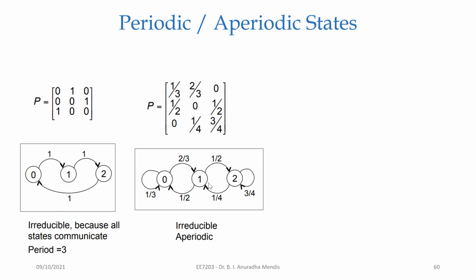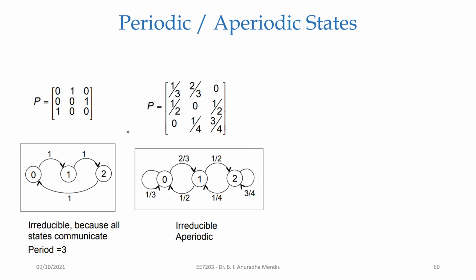1, 2, 3, 4 steps. 1, 2, 3, 4, 5 steps. So there are a lot of combinations. So the D value can be 1, 2, 3, 4, 5, whatever the value. The largest value which divides all of these is 1. So D equals 1 in this case.